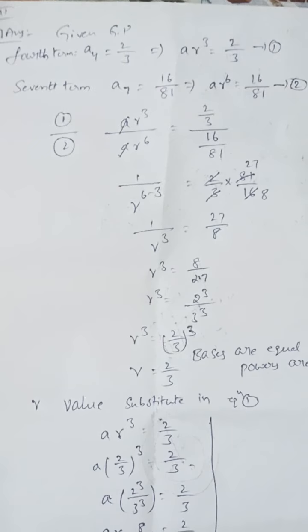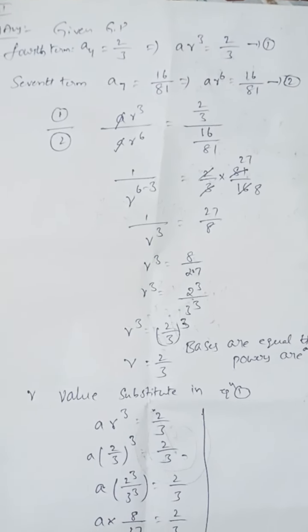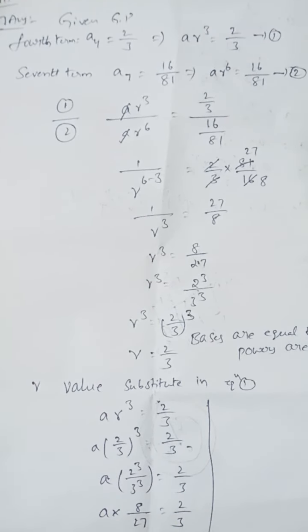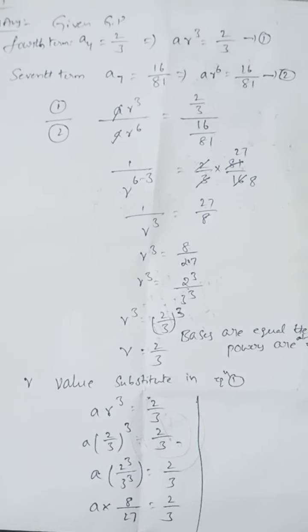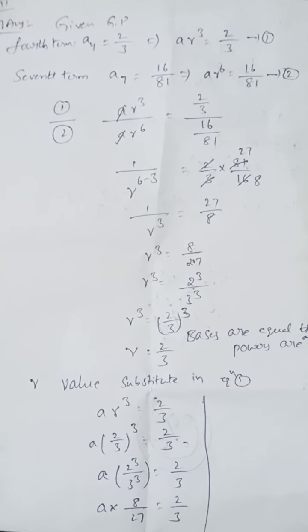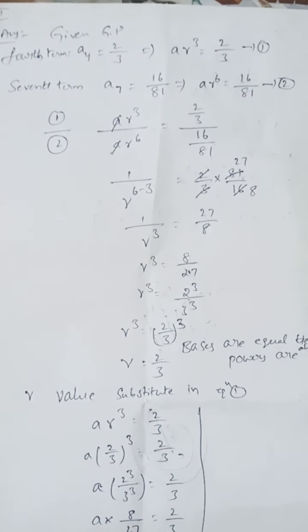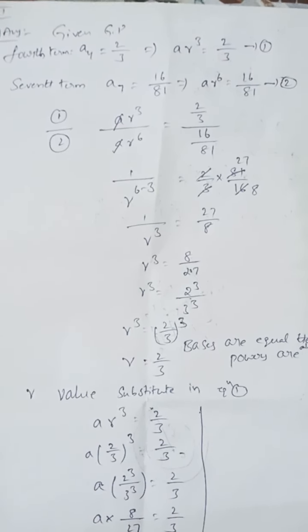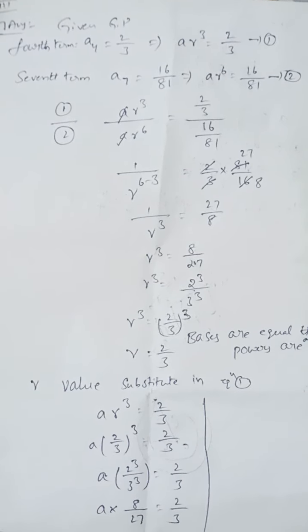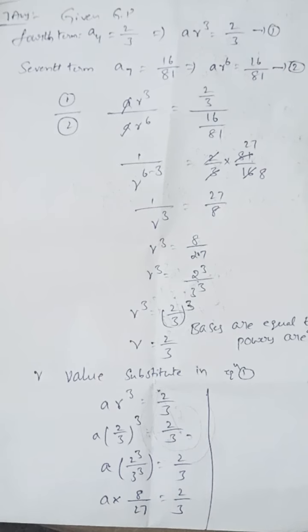Next, third Roman. So the given geometric progression, fourth term is 2 by 3, seventh term is 16 by 81. Find this geometric series. So fourth term nothing but a r cube is equal to 2 by 3. Seventh term nothing but a into r power 6 is equal to 16 by 81. So first equation divided by second equation, a r cube by a r power 6, 2 by 3 is equal to 16 by 81.